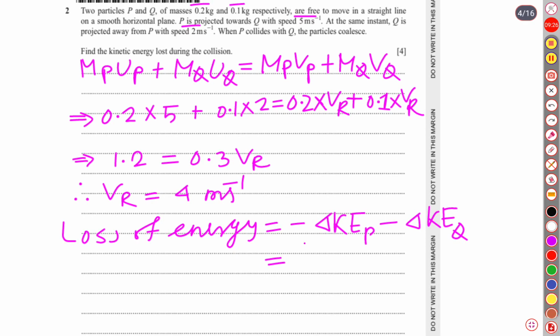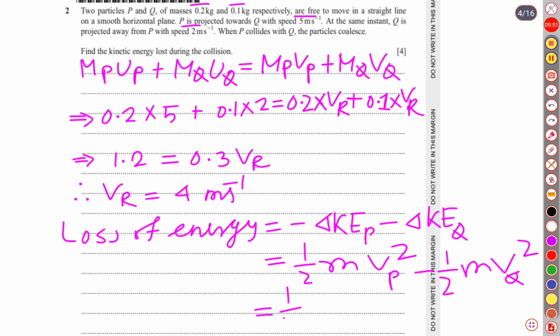Half of m v squared. That means the difference between initial and final velocity of P, minus half m v_q squared. That means the difference between the final and initial velocity of particle Q, then squared. Okay, so half, the mass of particle P is 0.2, and the final velocity after the collision is this. The initial velocity of particle P was 5.